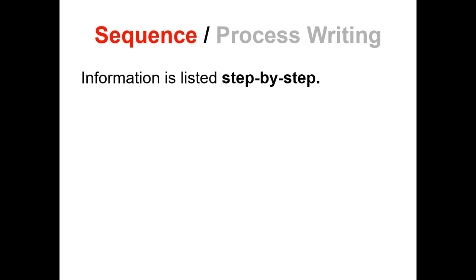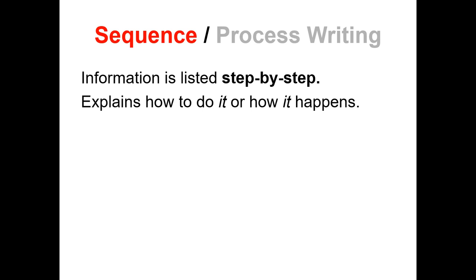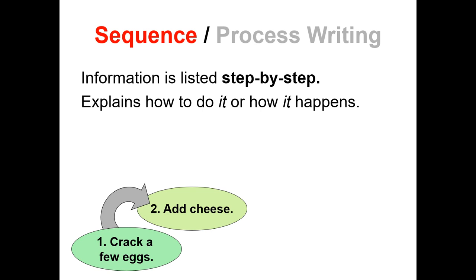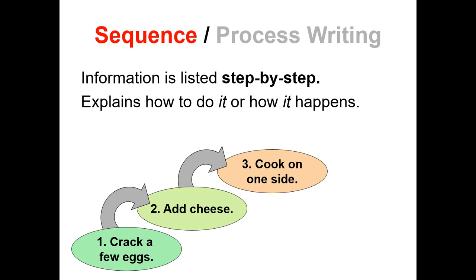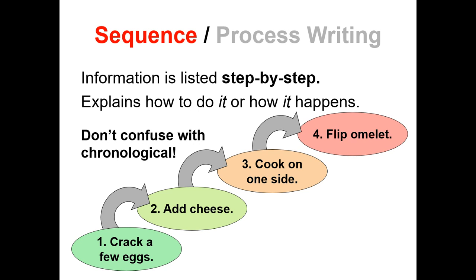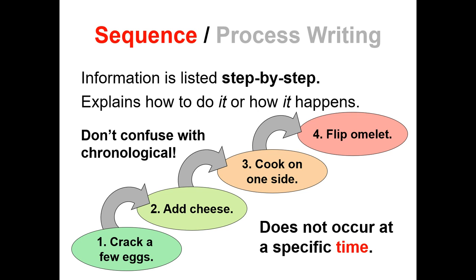Next, sequence, sometimes called process writing. The information is listed step by step. It also explains how to do it or how it happens. For example, first you crack a few eggs, then you add cheese, then you cook it on one side, and then you flip. You don't want to confuse it with chronological. Why? Because it does not occur at a specific time.